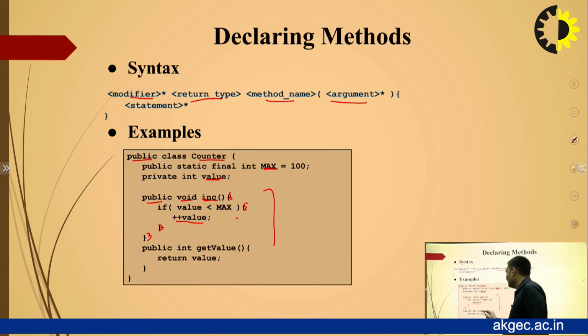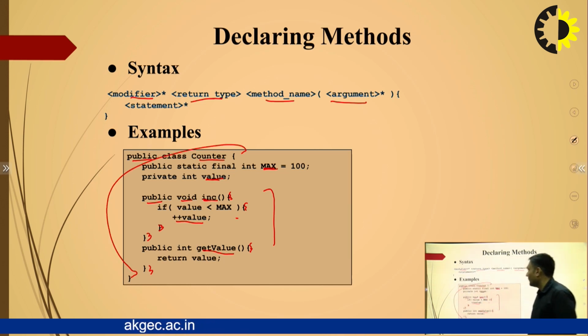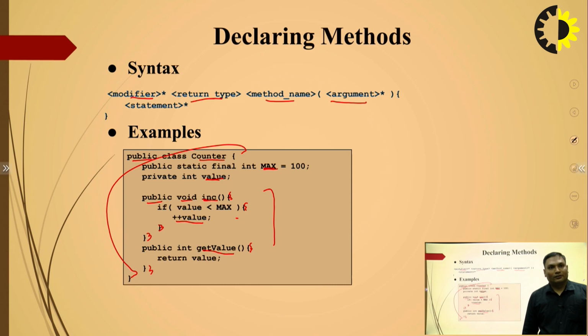Another method is defined here, getValue, again with open curly braces and close curly braces. Now this is the closure of the class. So in this way we can define methods and attributes of a class.